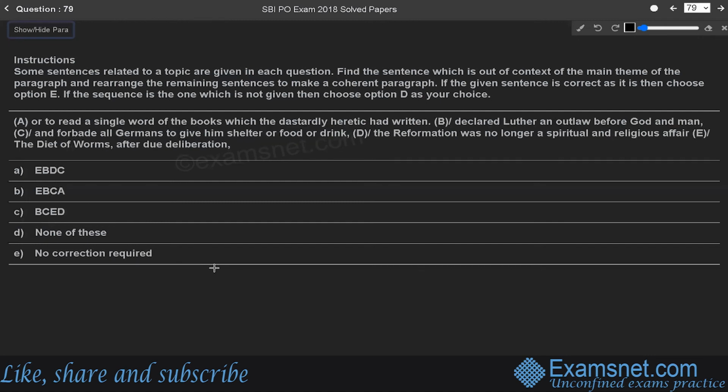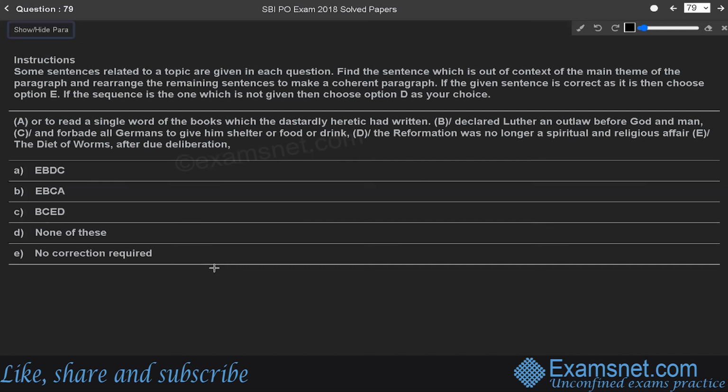Next question also has the same directions. Here the parts of the sentences are: or to read a single word of the books which the dastardly heretic had written, declared Luther an outlaw before God and man, and forbade all Germans to give him shelter or food or drink. The Reformation was no longer a spiritual and religious affair, the Diet of Worms after due deliberation.